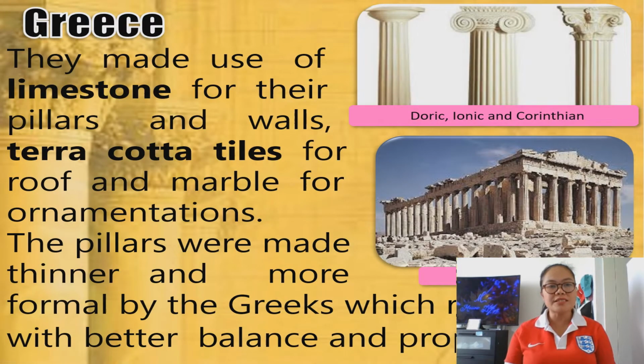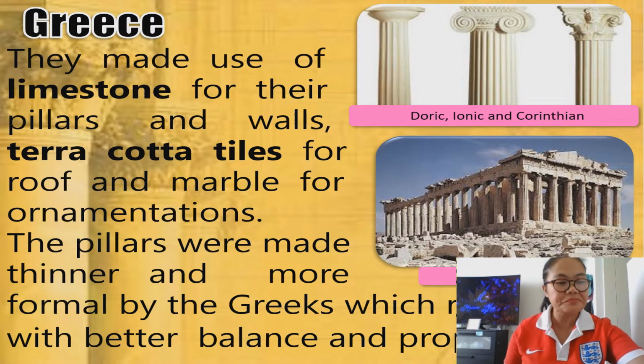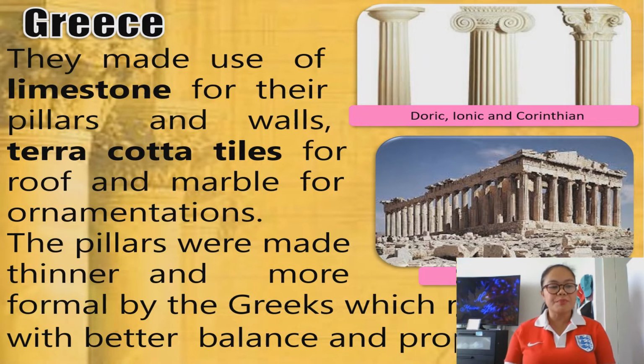And there is Greece as well. The Greeks made use of limestone for their pillars and walls, terracotta tiles for roofs, and marble for ornamentation. The pillars were made thinner and more formal by the Greeks, which resulted in better balance and proportions.